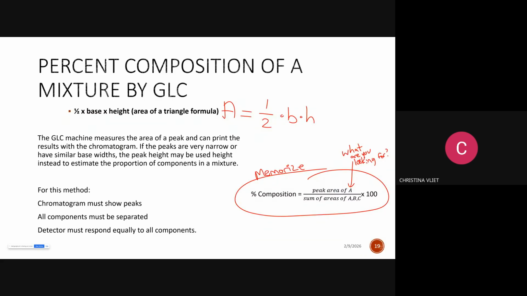All right, so let's take a look at a couple questions. How could we be assessed on this standard, given that we're not actually going to run a GLC ourselves? We don't have that equipment. You're not expected to have that equipment.